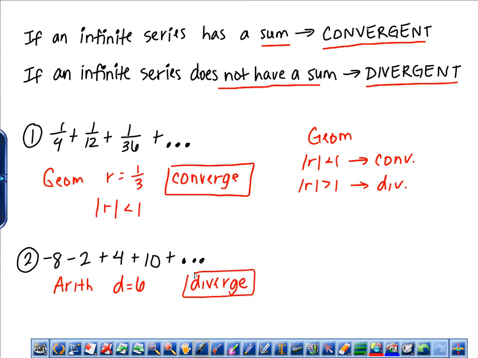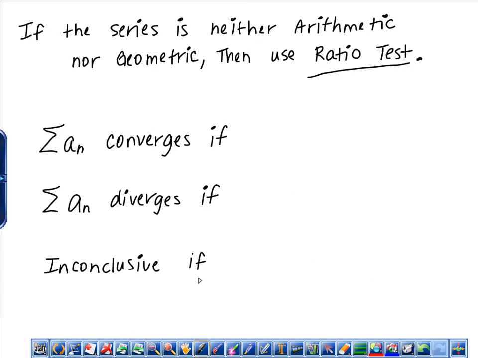Now the rule about arithmetic sequences is nice. If it's arithmetic, meaning you're either adding or subtracting a number, it's going to diverge every time. There are no exceptions. If the series is not one of the two that we were used to from last year, if it's something different, then we're going to use something called the ratio test. So this says if the series is neither arithmetic nor geometric, then use the ratio test.